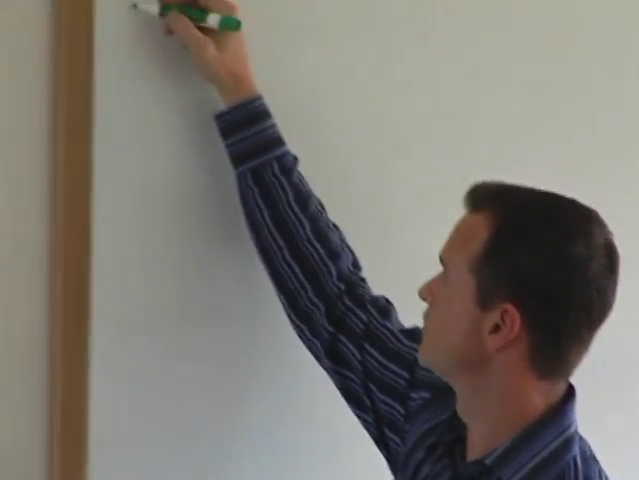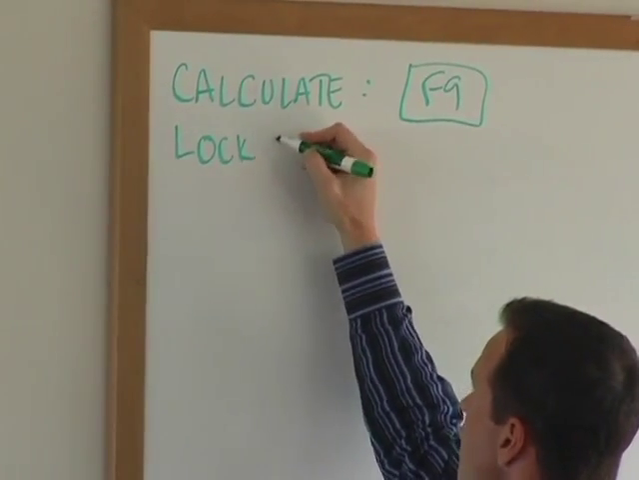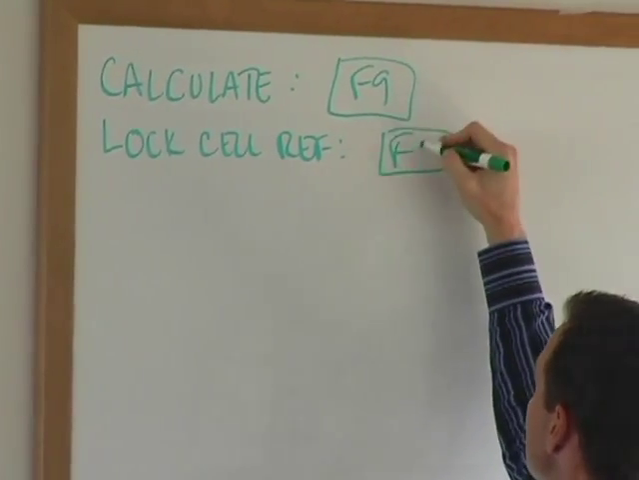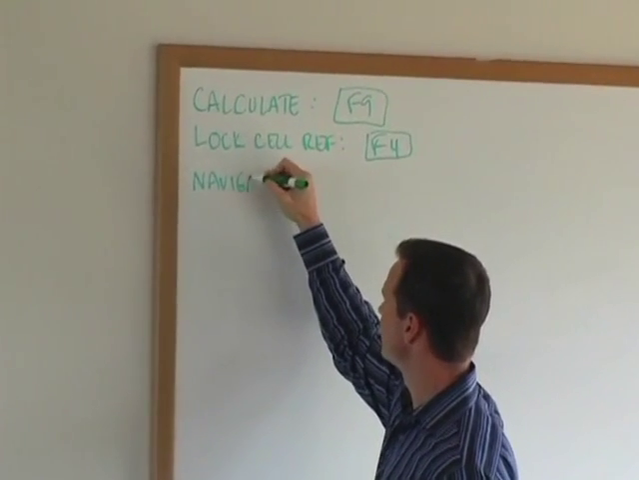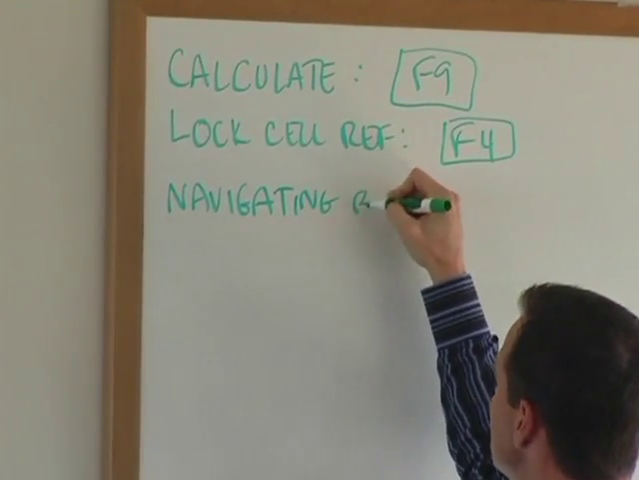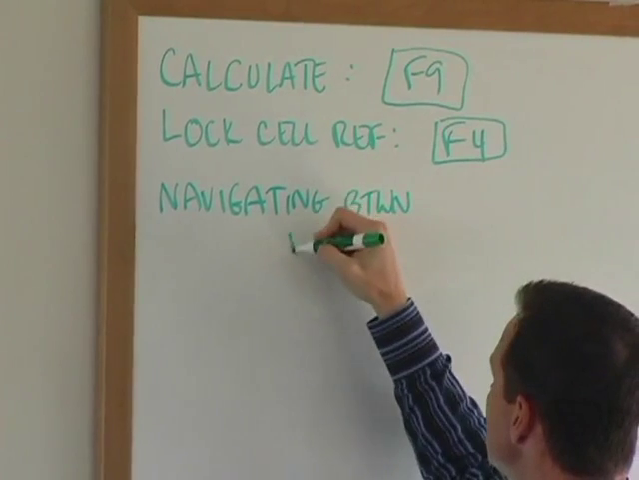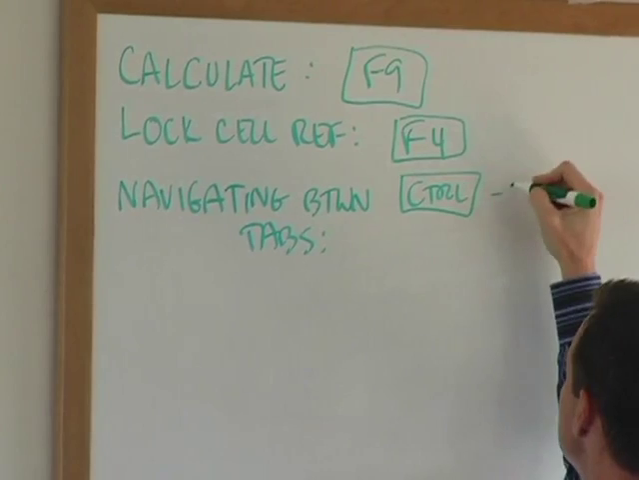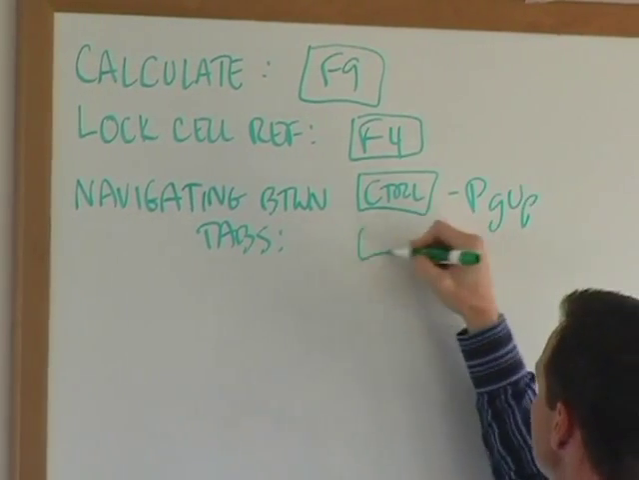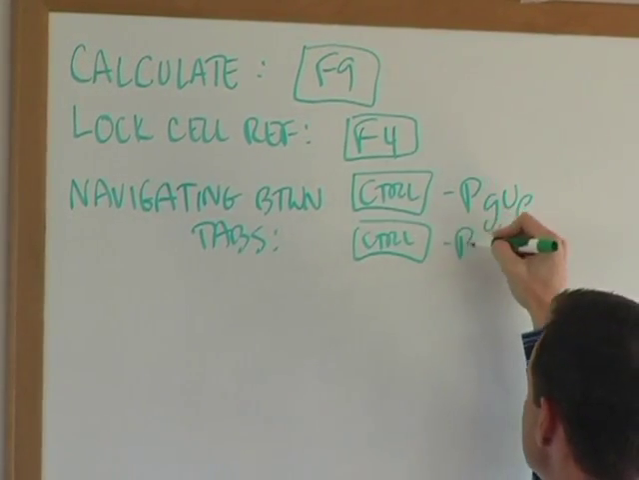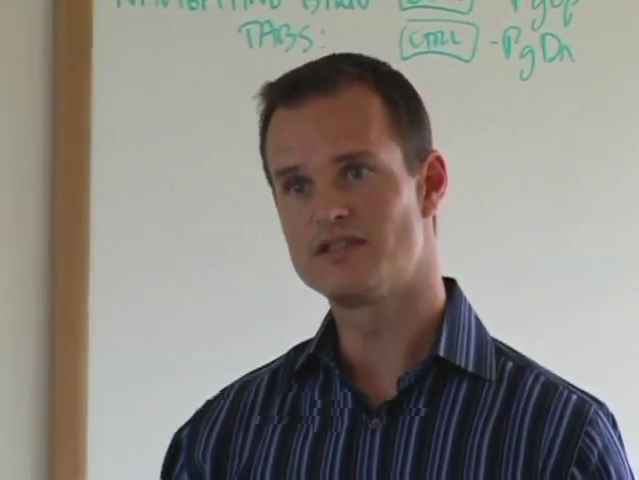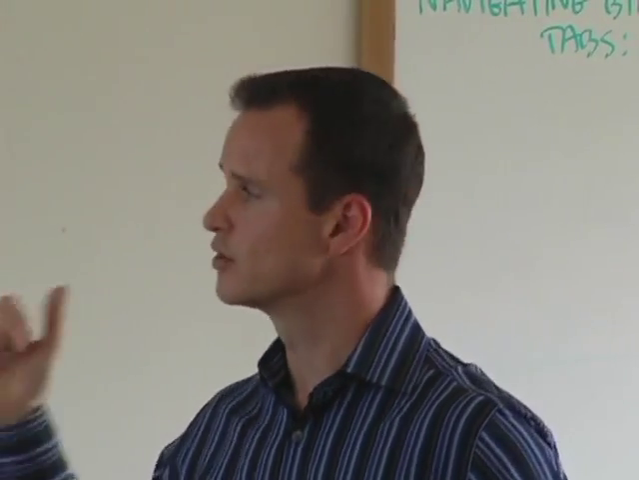I'll put up a couple of the others that I used yesterday. Locking on a cell reference. Remember when we locked navigating? Remember navigating between tabs? Remember control page up, control page down. Again, I don't want you using the mouse, especially selecting on the tabs. You want to use control page up or down to move right or left across those tabs.